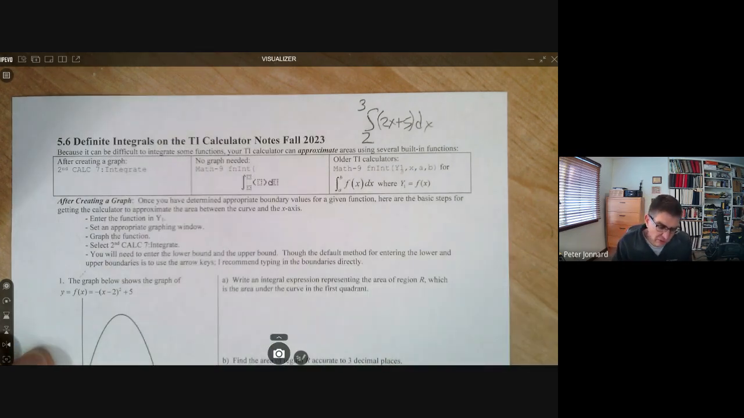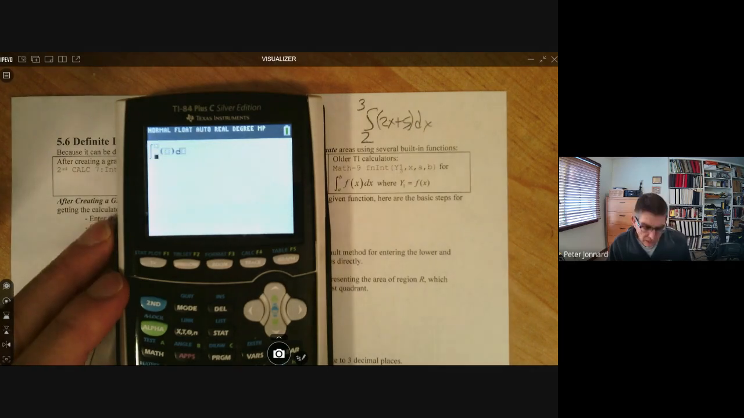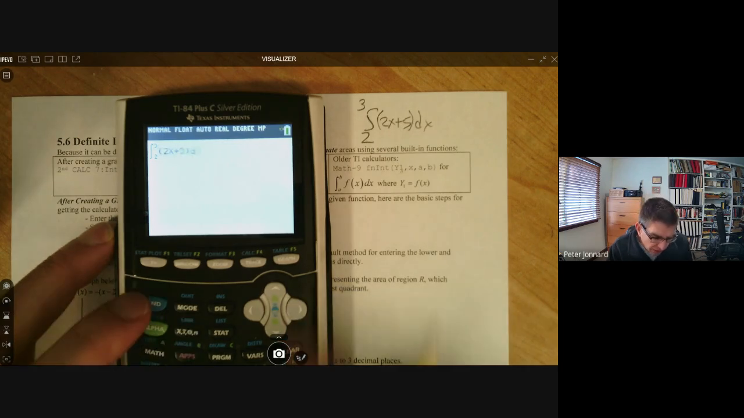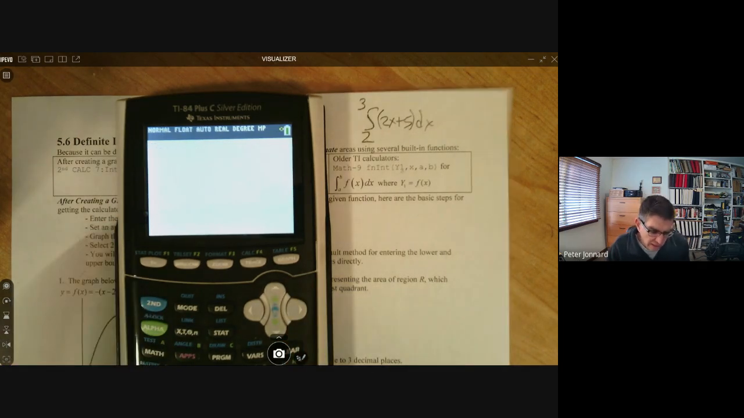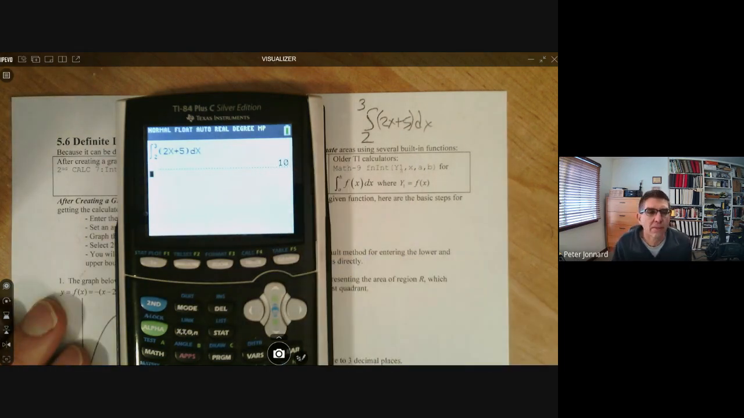Okay, I'm pretty sure almost all of you have the newer calculators, and you're going to prefer to do it this way. I'm going to integrate from 2 to 3. And what am I integrating? 2x plus 5 with respect to x, and you get the same answer, 10. So obviously less awkward for typing it in. That's why they made this edition of the calculator.